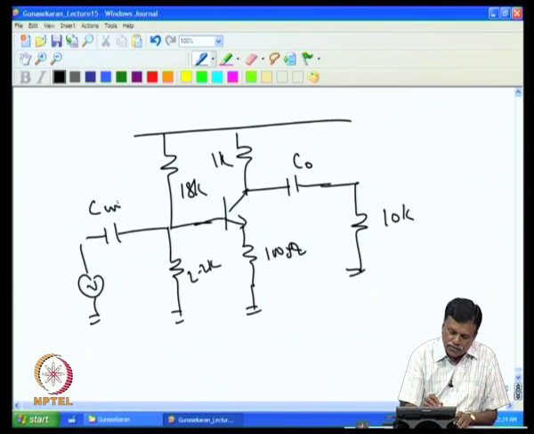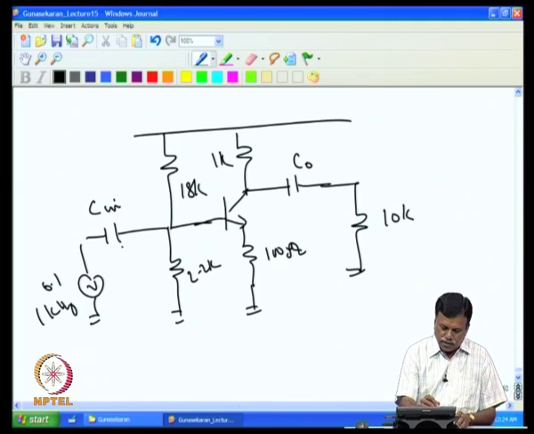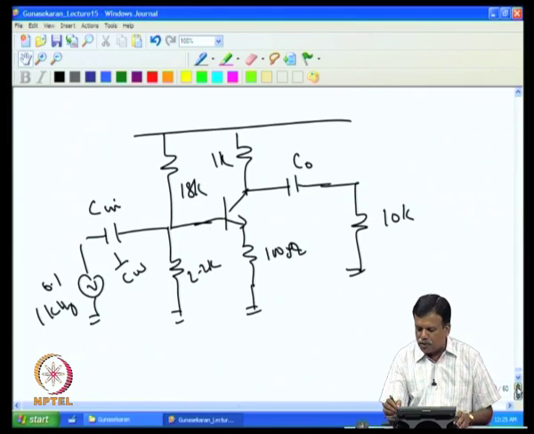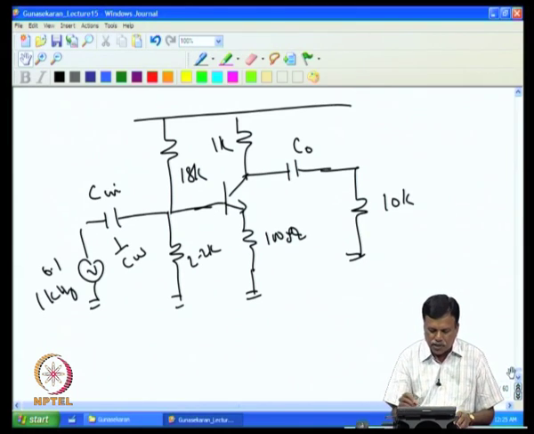This is C in, at 1 kilohertz. Its impedance, 1 by C omega, should be much smaller compared to the parallel combination of these two. The reflected resistance of the emitter appears here, because if I draw the input impedance, it is nothing but the parallel combination of this, this, and the reflected resistance of this 100 ohm. The reflected resistance of the 100 ohm is 100 into HFE. So, the input circuit looks like this.